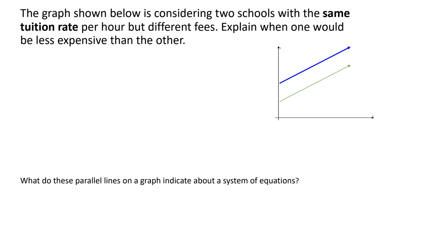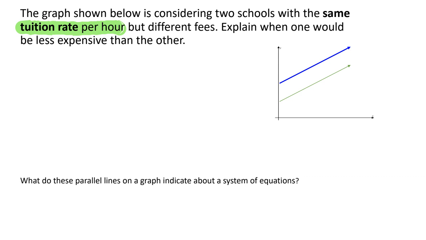Okay, now, the graph shown below is considering two schools, okay, with the same tuition rate per hour. Now, same tuition rate. Now, explain when you would be less expensive. Now remember, the less expensive is the lower line.